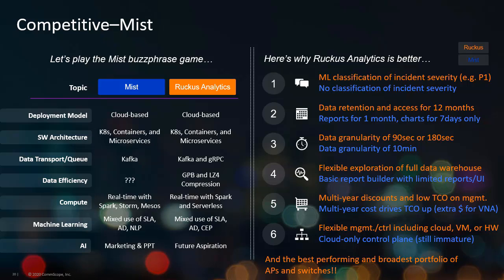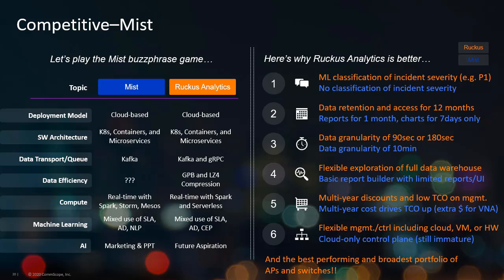Both products are subscription services. It includes Kubernetes or K8s containerization and microservices to deliver the services to you. It's following the latest architectures in the marketplace that are available to all vendors, so it's nothing unique to Mist.